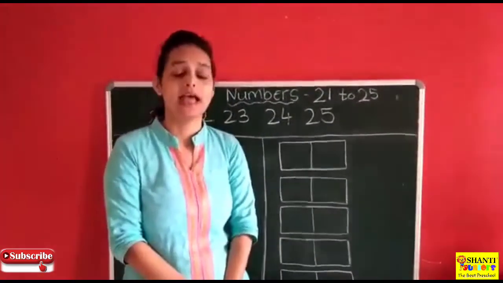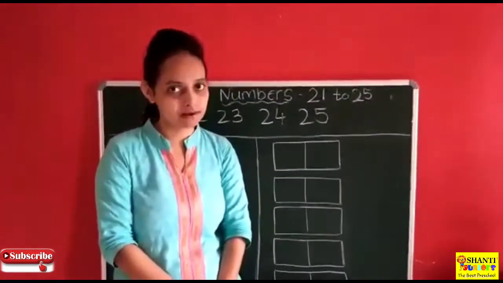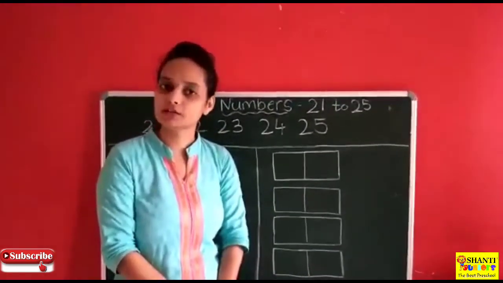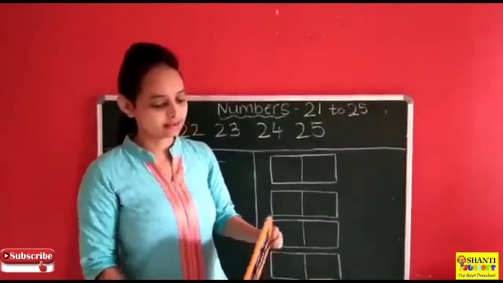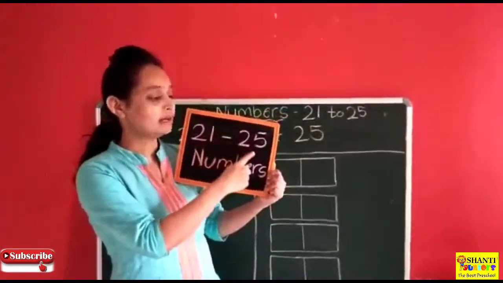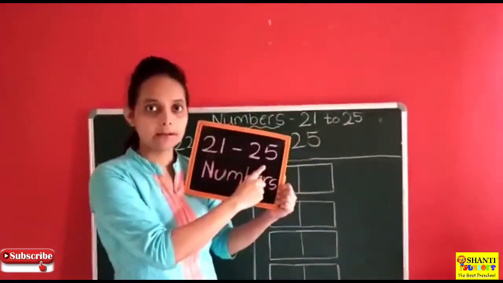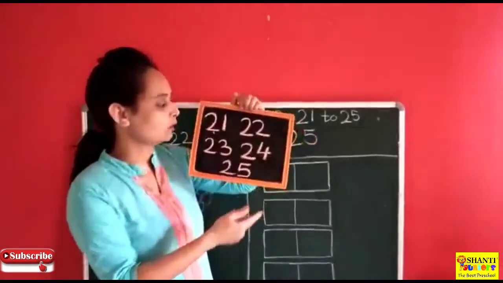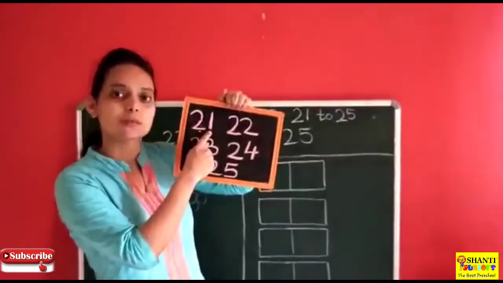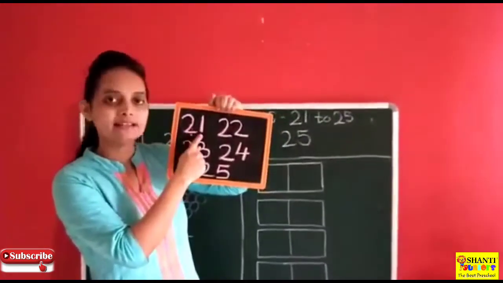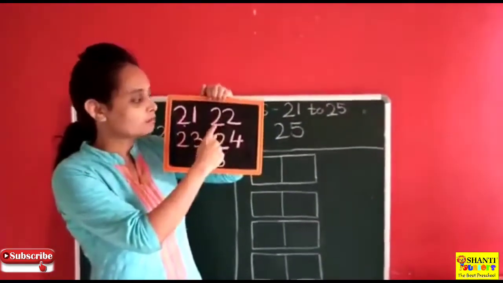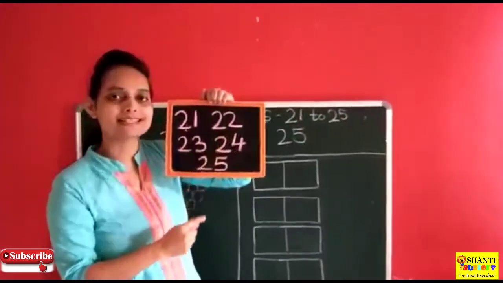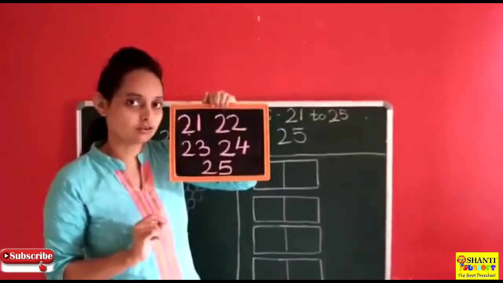So children, as we have done so many numbers, till 20 also we have done. So today we are going to do further numbers, 21 till 25. Today we are going to learn 2, 1, 21. Then comes 2, 2, 22. This is the series of 2, children.